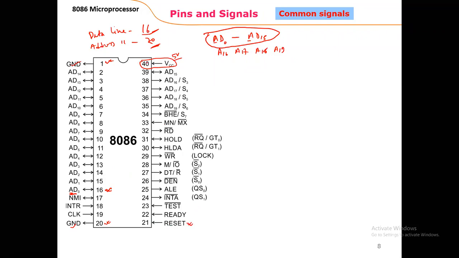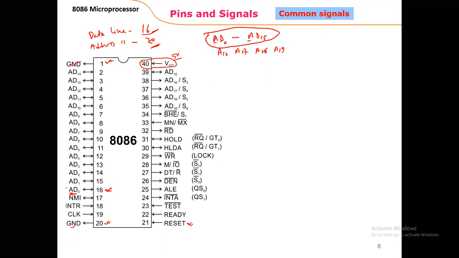Last point 40, 1, 20, 21 and 40. This is the 1 ground, 20 ground, 21 reset and 40 VCC. At first this number 4 complete. Okay. All are clear?